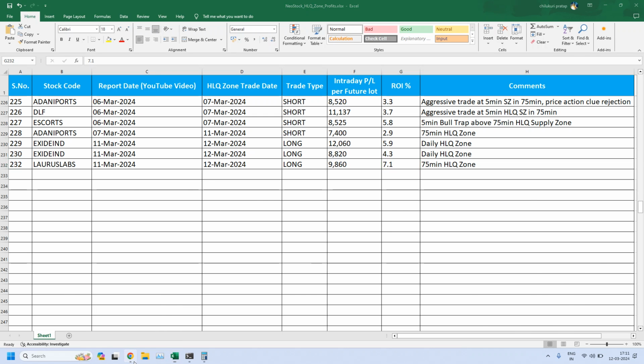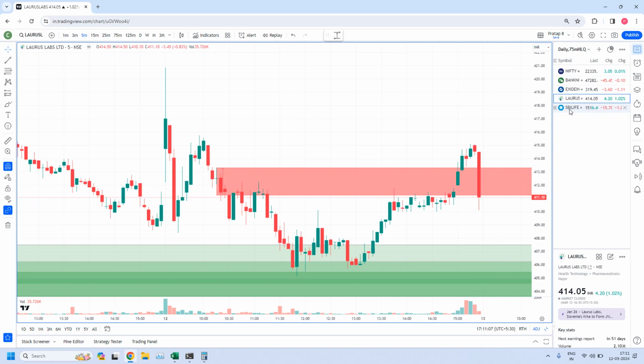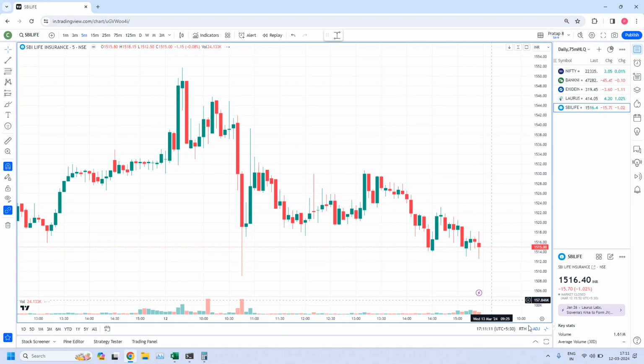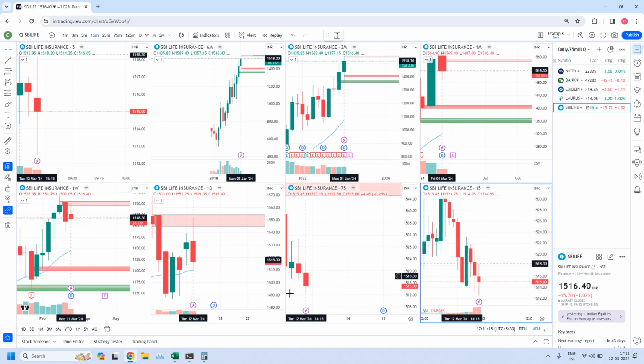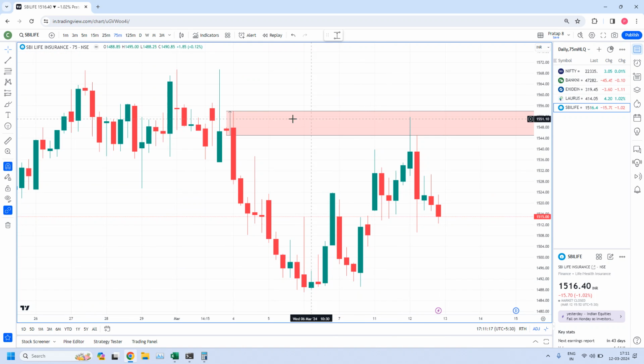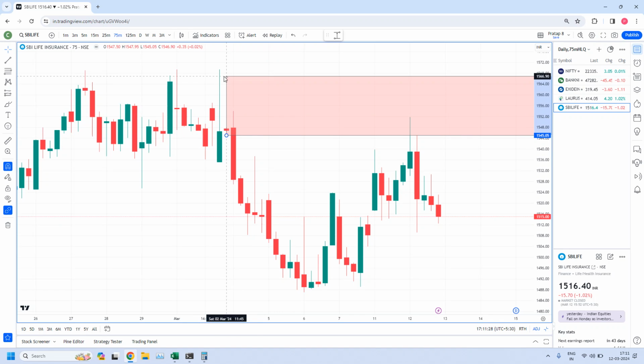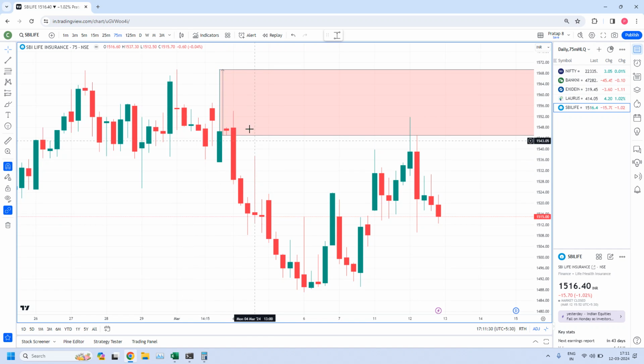And the last one, what is the last one? SBI Life. SBI Life, I didn't fine tune the zone. I know it is violated. Let me show you. This is a 75-minute zone. We have a rally, we have a base, and we have a drop, but this is an ERC candle. If you want to consider rally, base, rally, the zone should be drawn like this.